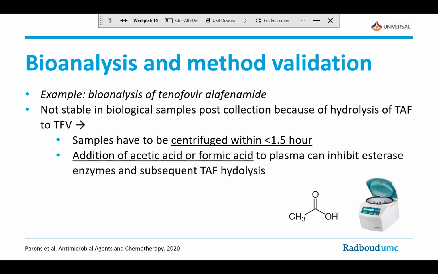And we sometimes run into problems, not really with the analysis method, well also, but for example, tenofovir alafenamide, which Anna told you about, is not really stable in biological samples. We found that out during the setup of this bioanalysis method, and that also influences how quickly after collection of the samples you have to centrifuge them and make sure they are in the freezer. In this case, just before we analyze the samples, we even have to add an acid to inhibit the hydrolysis of TAF.